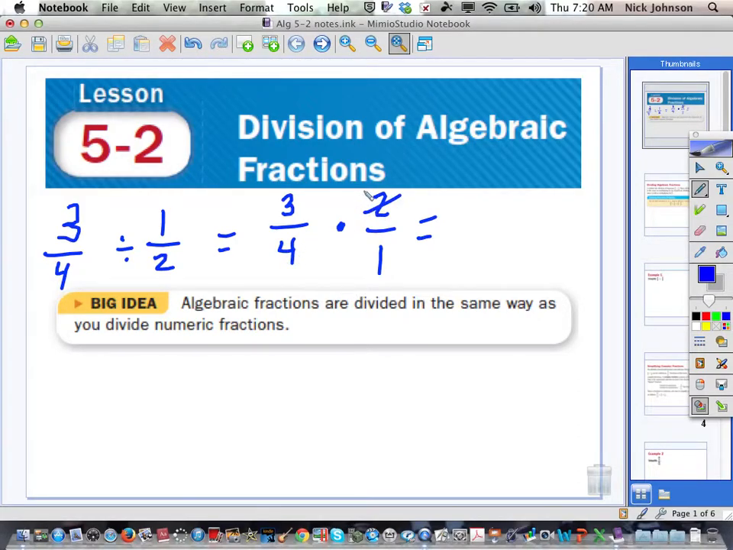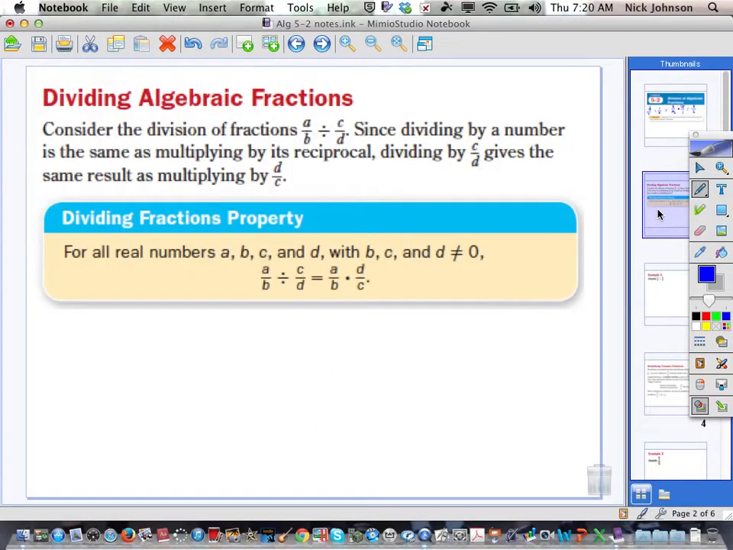You can cross reduce. 2 goes into 2 once, 2 goes into 4 twice. So 3 times 1 is 3, 2 times 1 is 2. Okay? This works the same with algebraic fractions. So dividing algebraic fractions. Consider the division of fractions a over b divided by c over d. Since dividing by a number is the same as multiplying by its reciprocal, dividing by c over d gives the same result as multiplying by d over c. Okay, so that's what that's saying.